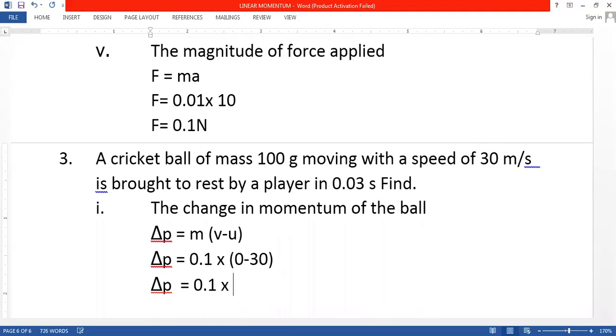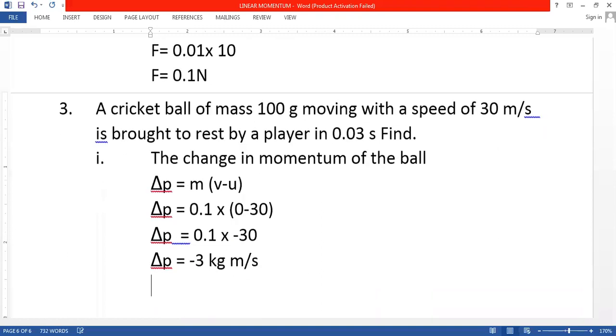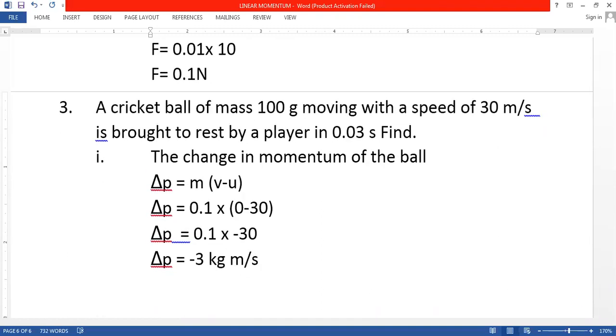So what is the change in momentum? 0.1 into minus 30. Yes or no, beta? Because 0 minus 30 is not going to be 30. It is going to be minus 30. So how much is the change in momentum? Minus 3 kg meter per second. Very good. Here, that's the first thing. How much is the change in momentum? Minus 3 kg meter per second.